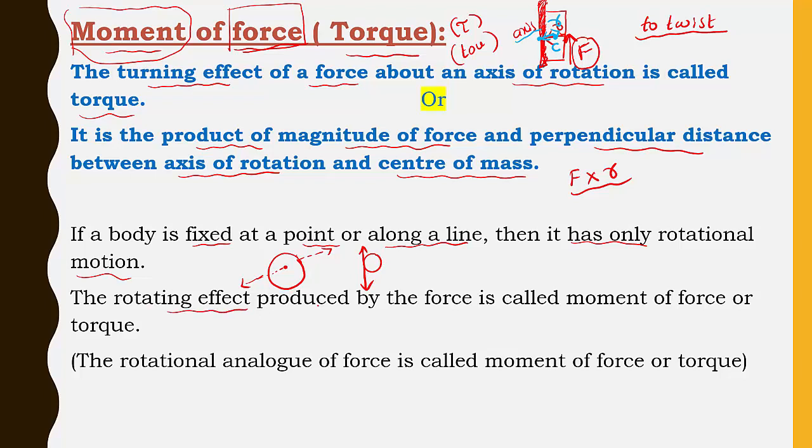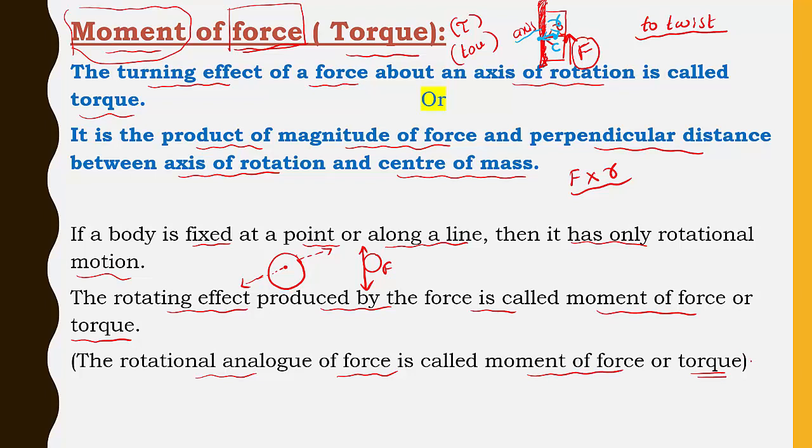The rotating effect produced by the force is called moment of force. So it starts to rotate. This rotating effect is produced by whom? It is produced by force. So we call it moment of force, or we can also call it torque. The rotational analog of force is called moment of force or torque.